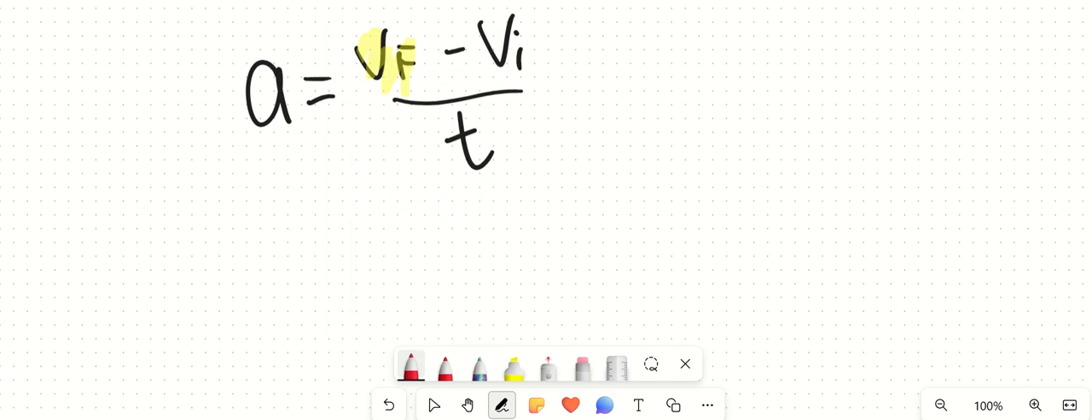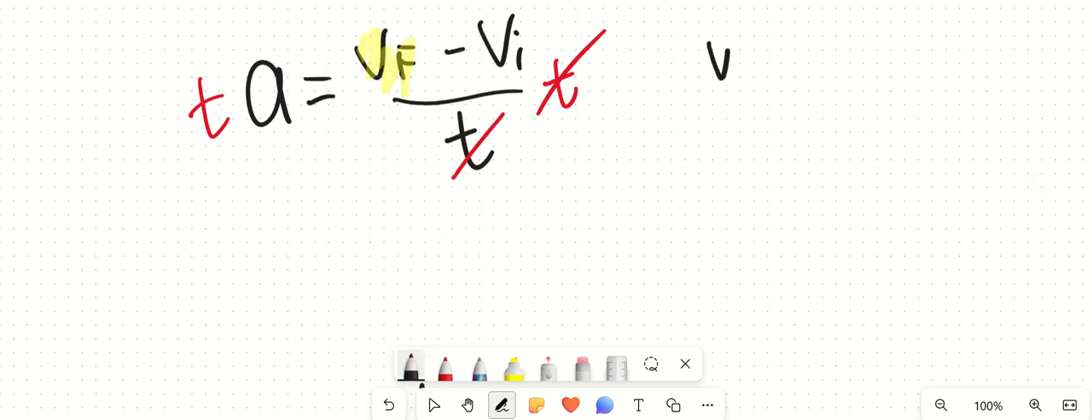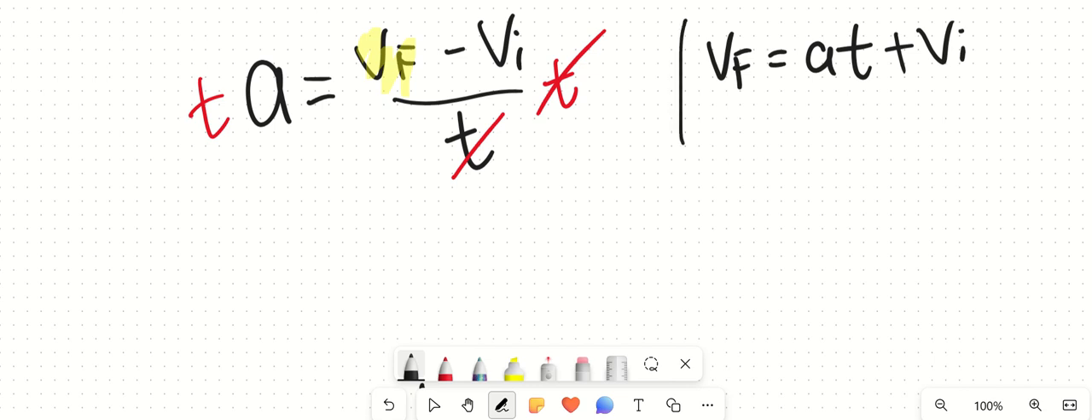All right, so I'm going to multiply both sides by time. Now my times are going to cancel out. And then I'm going to add my initial velocity to both sides of my equation. When I do that, I will have that my final velocity is equal to my acceleration multiplied with my time plus my initial velocity. This will be the equation that I used right here.